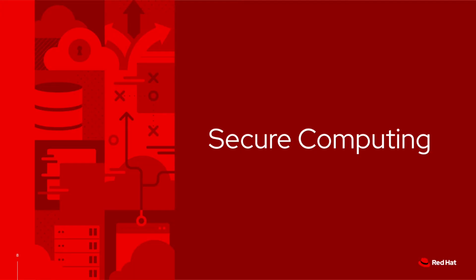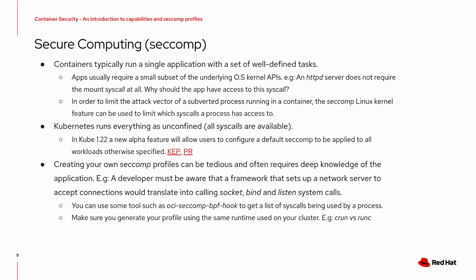Now that we are done with demo 1, let's continue with secure computing. So what is secure computing, or Seccomp? Applications usually require a small subset of the underlying operating system kernel APIs. For example, if we have an HTTPD server, it won't require the mount syscall at all, because why would the web server need access to run the mount syscall? So in this case, why should the app have access to this syscall? How can we limit that?